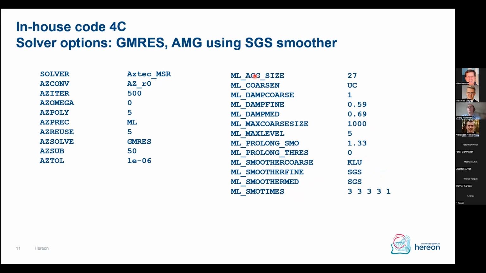Last version, so I just switch back and forth so that you can see what differs. It's just here on the right-hand side on the bottom. Everything's the same except that we use symmetric Gauss-Seidel here as the smoother and reduced smoother times. So all the other parameters are identical.